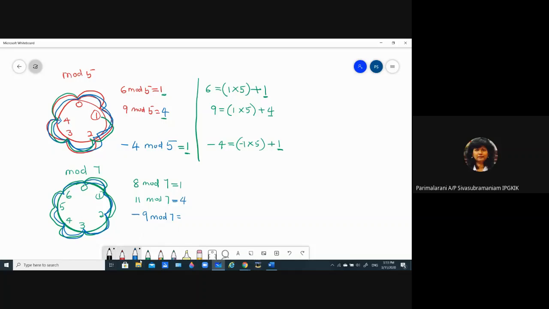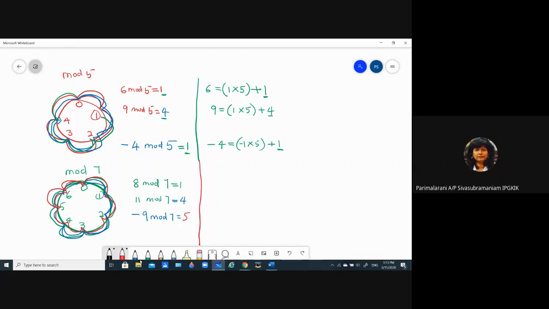What is negative 9 mod 7? So this is negative 9, right? Negative 9 means move anti-clockwise 9 steps, okay? 1, 2, 3, 4, 5, 6, 7, 8, 9. So where did we stop? 5. Okay, so we have used a clock face to find the remainders for these numbers. Now let's do it by the calculation method.